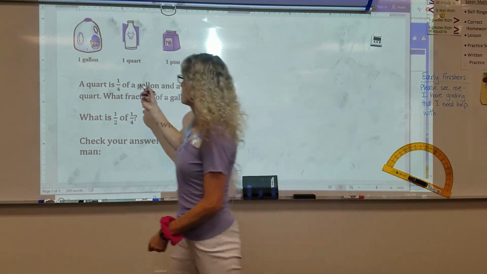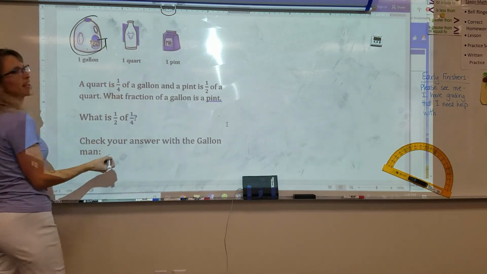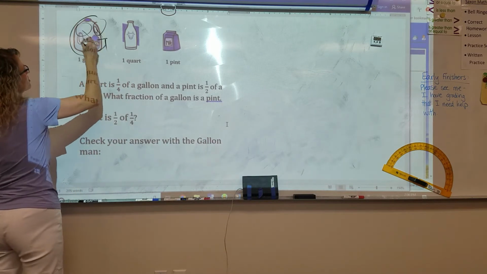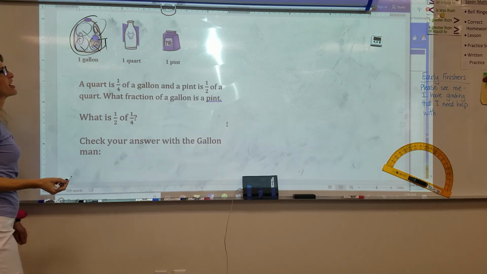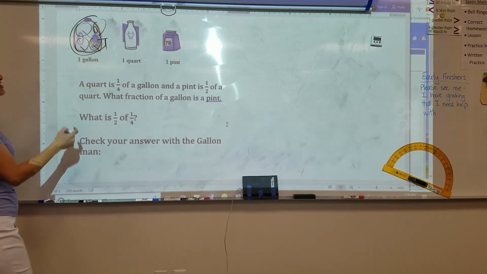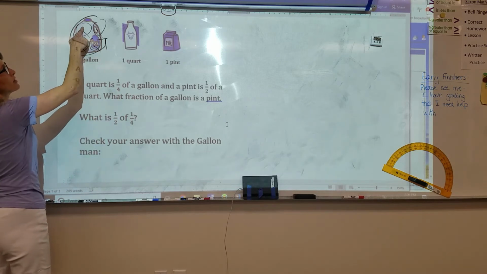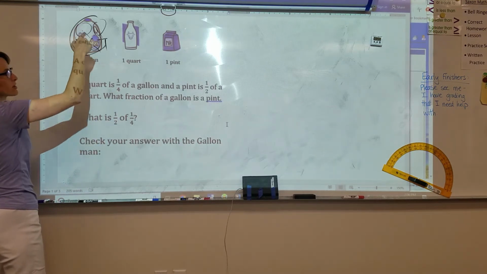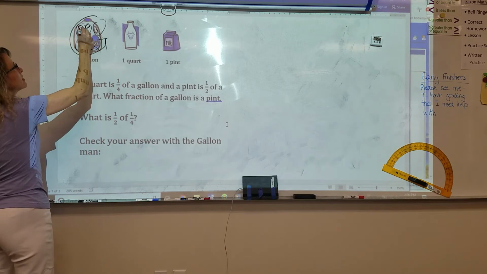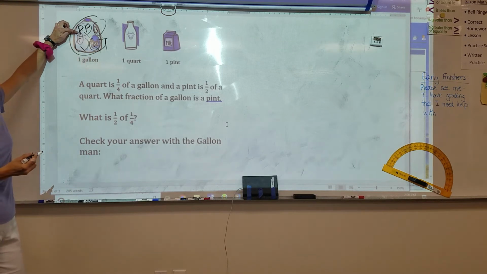So we've done the gallon man before. Here's our big gallon man. We talked about quarts. There's 4 quarts in gallon land. If a quart is 1/4 of a gallon, so 1 quart is 1/4, and a pint is half of a quart, how much is a pint compared to the whole gallon? What fraction is a pint of the whole gallon?